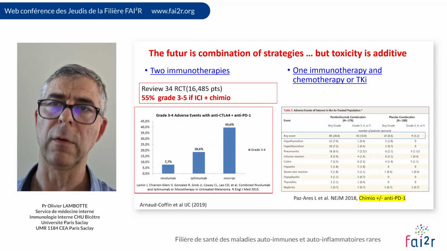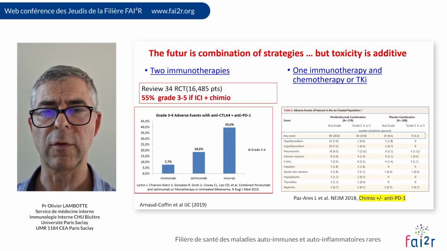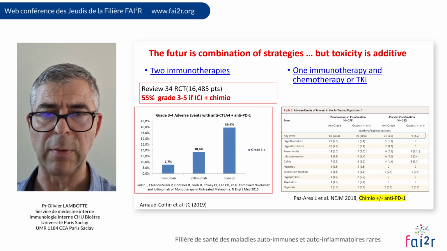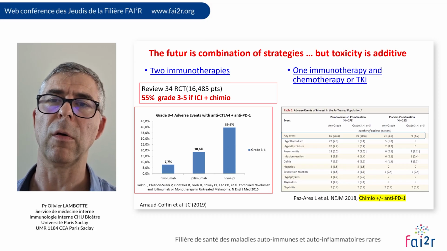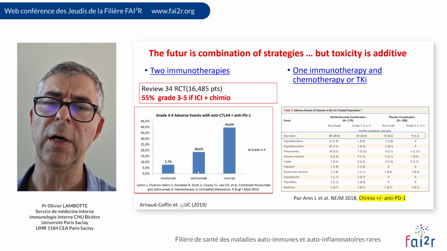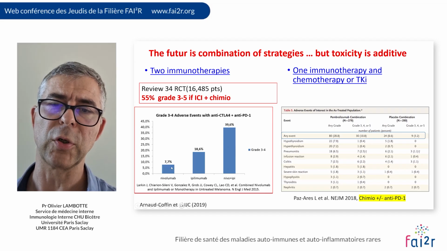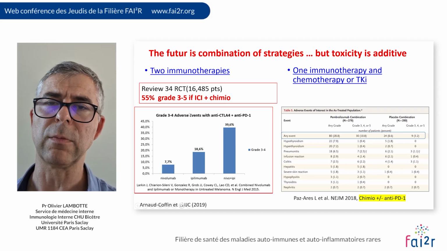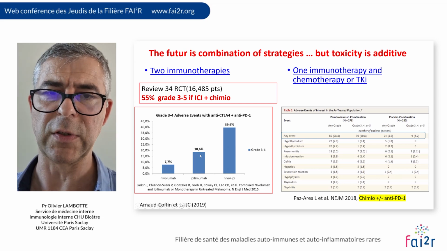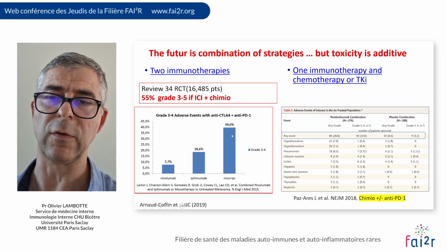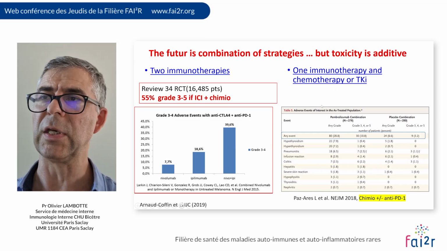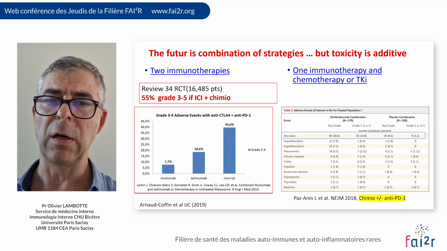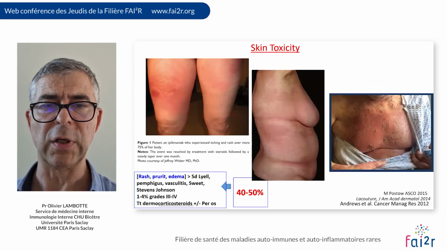Of course, if you combine two immunotherapies or one immunotherapy and one chemotherapy or TKI, you add the toxicity. This is the example here with the melanoma. 7% of toxicity with nivolumab. We speak about grade 3-4 adverse events, nearly 19% with ipilimumab, and nearly 40% with the combo. It's exactly the same here with cytotoxic chemotherapy and lung cancer. I will speak now about each toxicity.